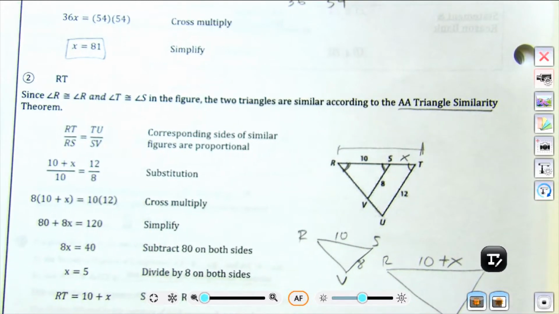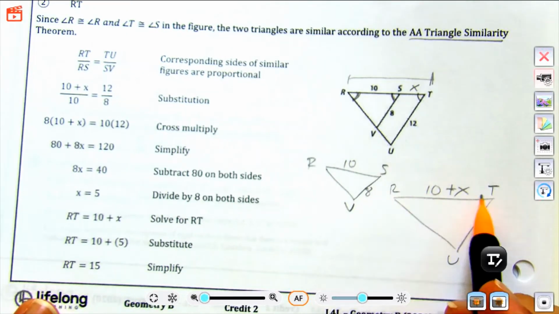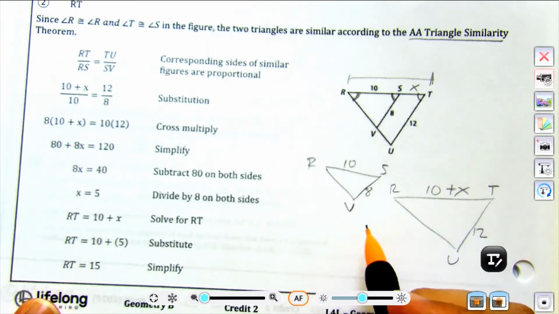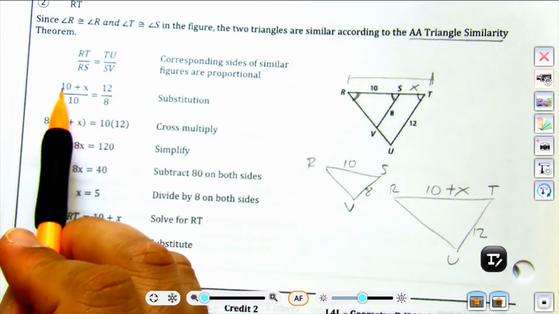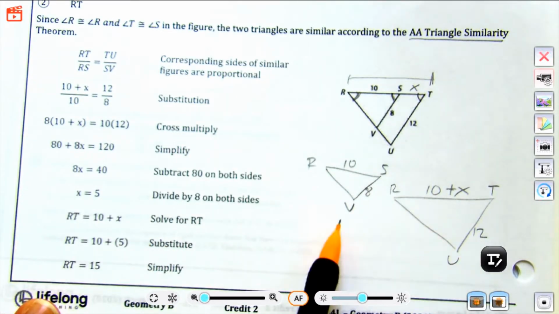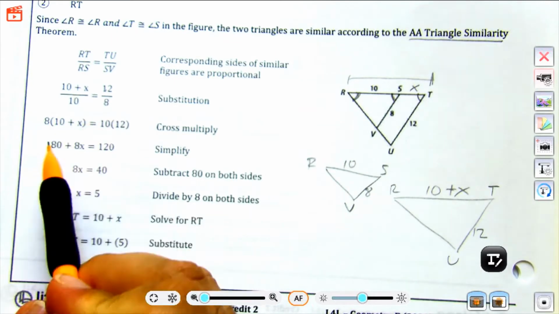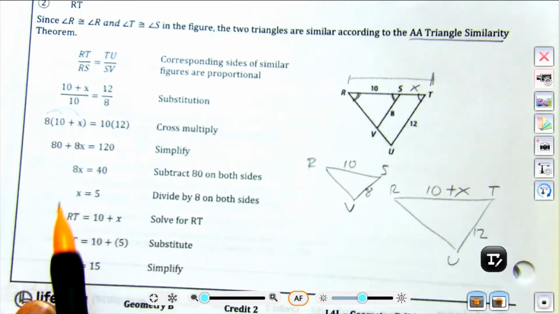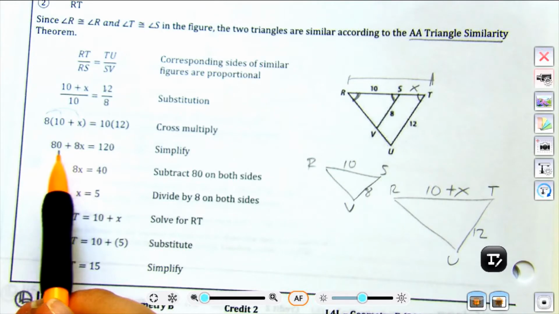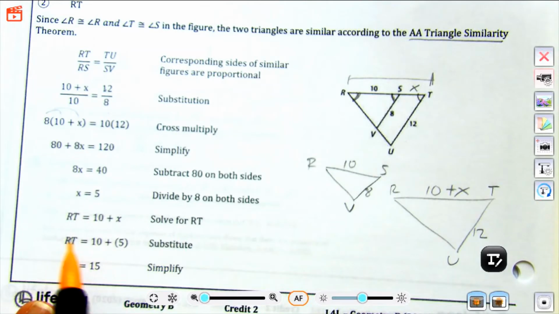Then you could choose however you want to create your proportion. So what they did was they said RT over RS. I'll just show you here. 10 plus X over 10 equals TU over SV, 12 over 8. They cross multiply, so 10 times 12, 8 times 10 plus X. They distribute here, so we get 80 plus 8X equals 120. And they divided both sides by 8, and they got X equals 5.